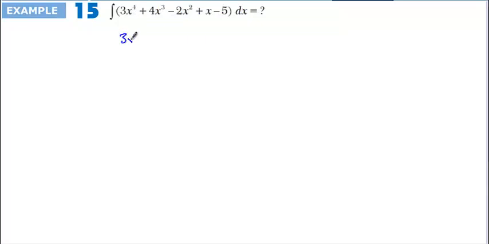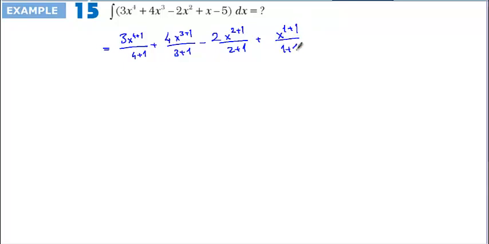So it's going to be equal to 3 times x to the power of 4 plus 1 over 4 plus 1, plus 4 times x to the power of 3 plus 1 over 3 plus 1, minus 2 times x to the power of 2 plus 1 over 2 plus 1, plus 1 times x to the power of 1 plus 1 over 1 plus 1.